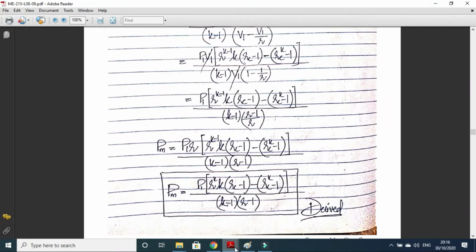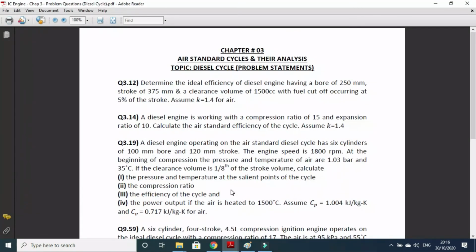Okay, so now we will solve a few numericals. Let's start with question number 3.12. This is the unsolved numerical of the book Sangil or book Garrison, or maybe the solved example, I guess. Determine the ideal efficiency of a diesel engine having a bore of 250 mm, D is 0.25 meter, and stroke of 375 mm, L is 0.375 meter, and a clearance volume of 1500 cc with fuel cut off occurring at 5% of the stroke. Assume K is equal to 1.4.